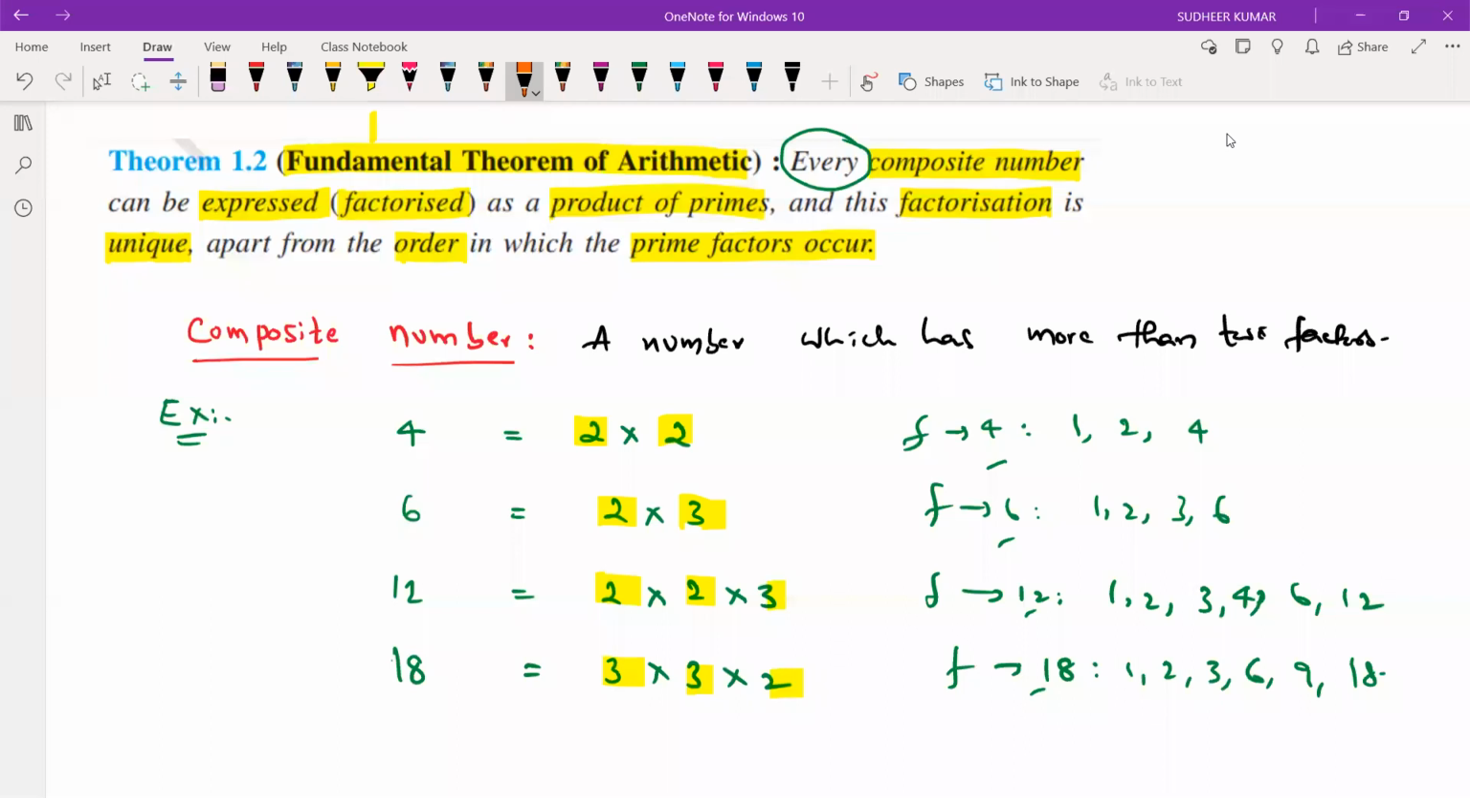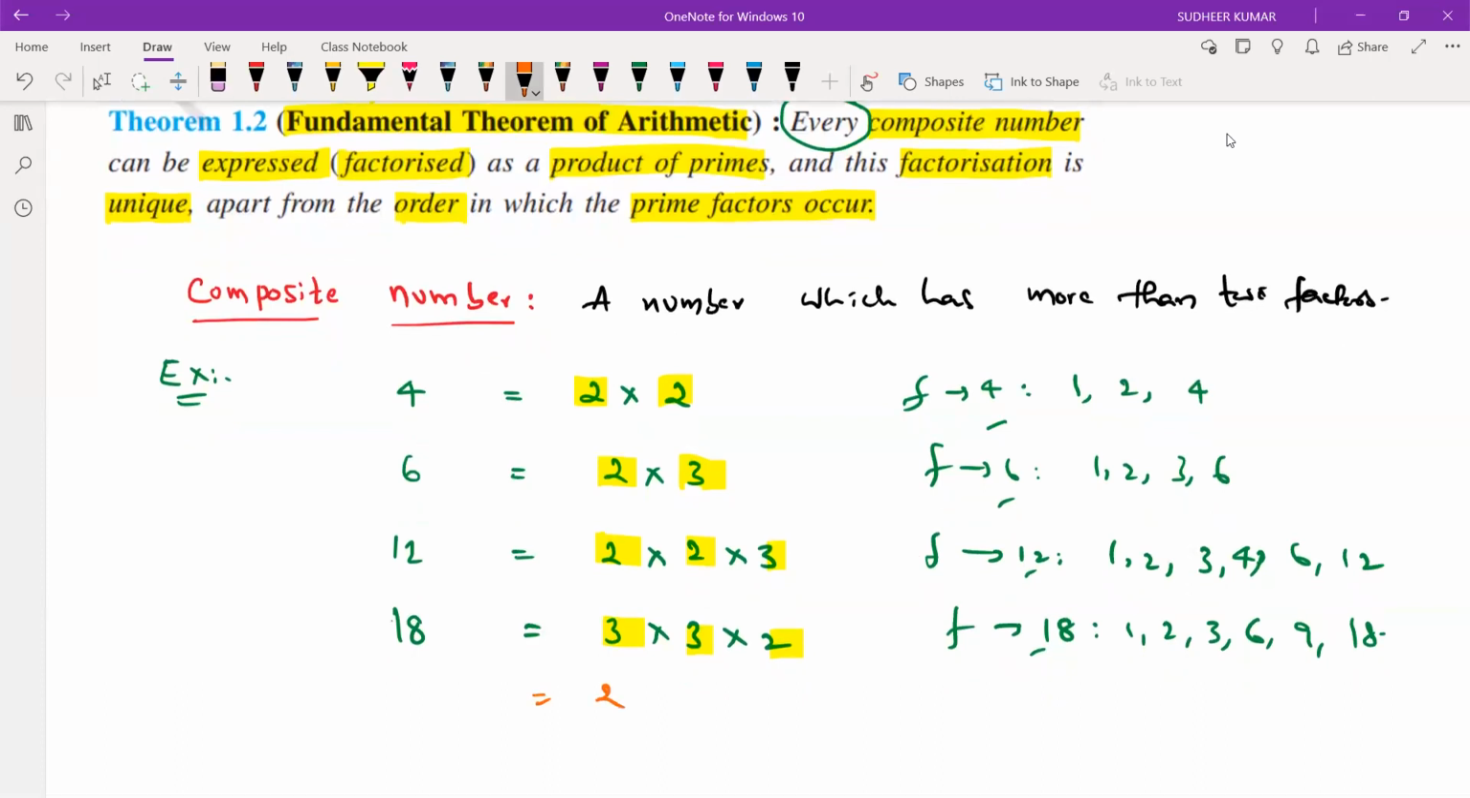So how can we write 18 now? Either 3 times 3 times 2, or 2 times 3 times 3, or 3 times 2 times 3. So we can change this. But what prime numbers are involved? 2 and 3 only. That's the meaning of the second condition: this factorization is unique. There are two 3s and one 2 involved in all three cases. So there is no doubt it is possible in only one way.